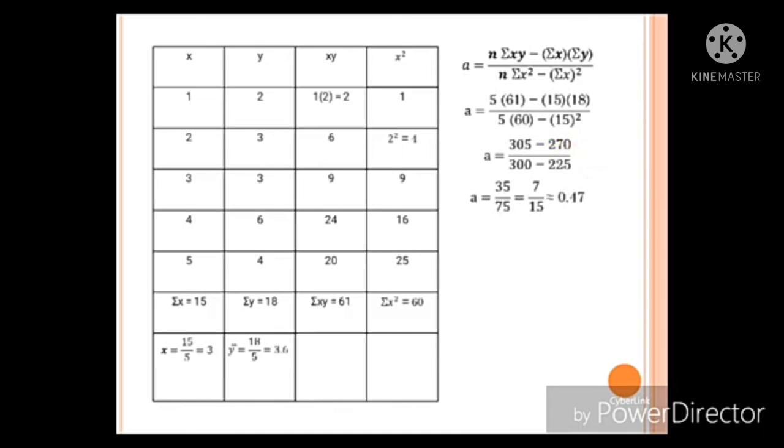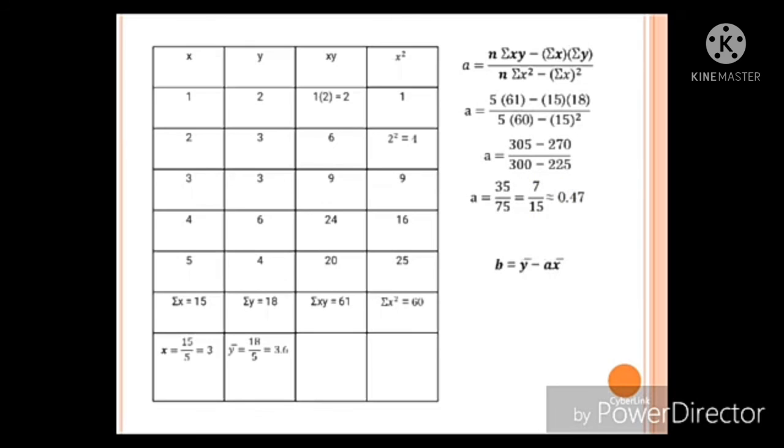Now subtract 270 from 305. The answer is 35. 300 minus 225, the answer is 75. Now we have to convert it into lowest terms. We will get 7 over 15, or approximately 0.47.